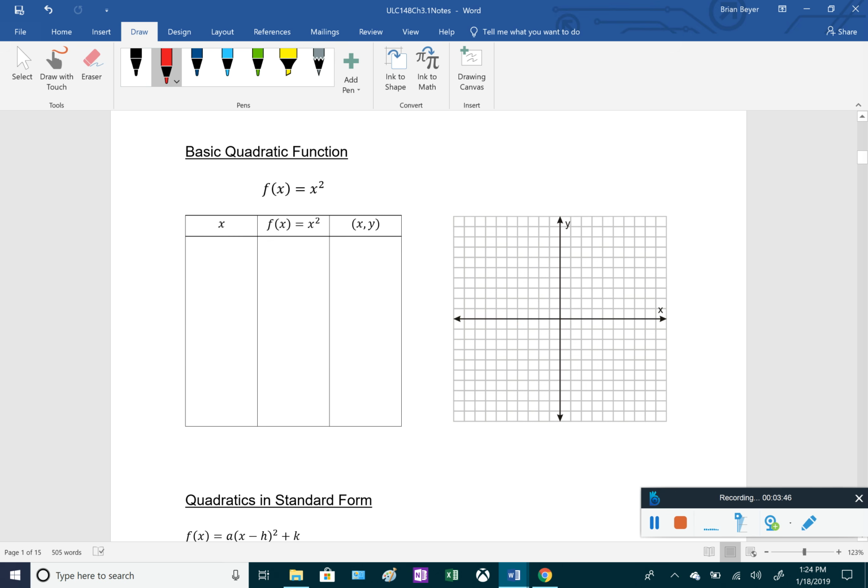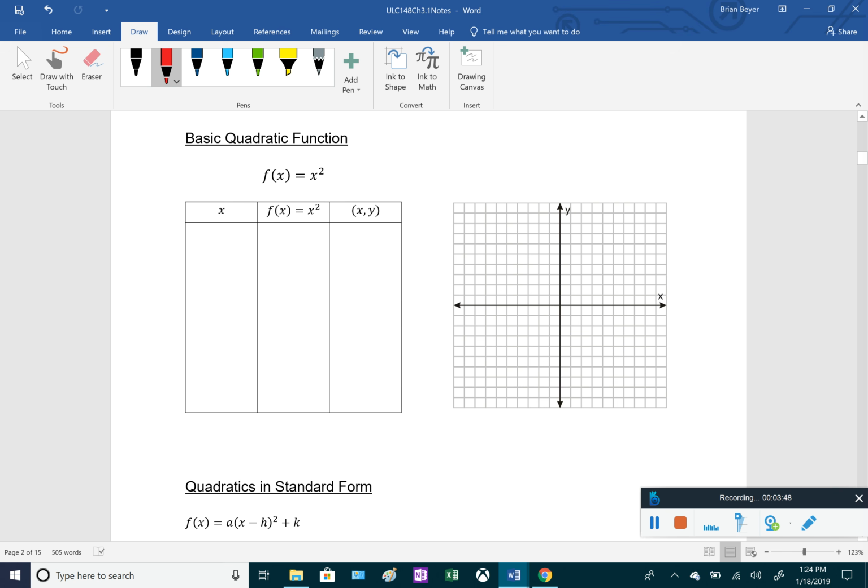Okay, before we start graphing these, let's just talk about the basic quadratic function real quick. So the basic quadratic function is essentially the parent quadratic function, whatever you want to call it, same thing. It's just kind of the most basic version of a quadratic. So this is going to be the quadratic f of x equals x squared. So coefficient of 1 on the x squared term, and there's no x term, and there's also no constant term. So let's graph this and see what it looks like.